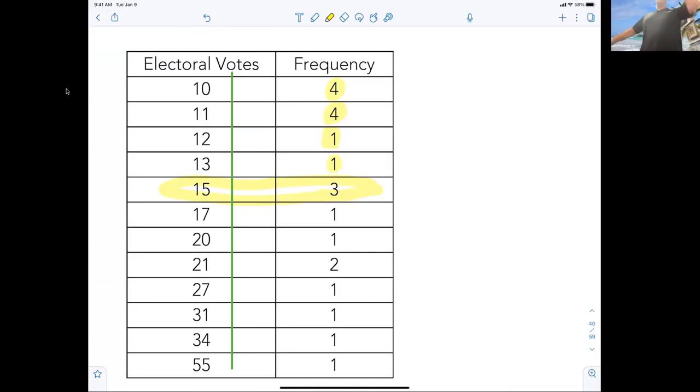Now, let's say there were 22 states. Is there really a middle number? So there's 11 here and 11 here. So we find the what? The 11th and 12th, and we average it. So bear with me on that.